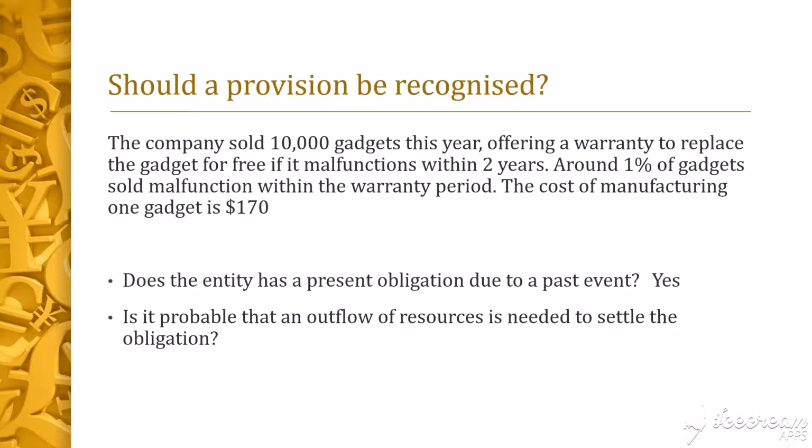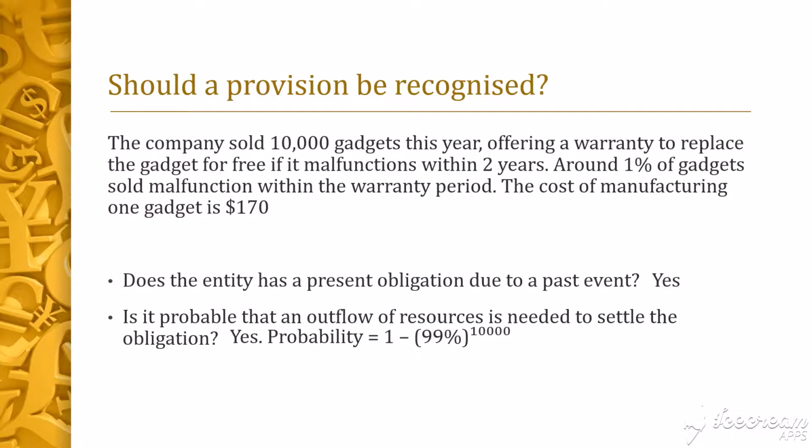However, in the case of warranty claims, where there are many similar obligations, the probability that an outflow will be required in settlement is determined by considering the class of obligations as a whole. With 10,000 gadgets being sold and a 1% malfunction rate, the overall probability that the company will see a warranty claim is very high. You can do the math if you want to.